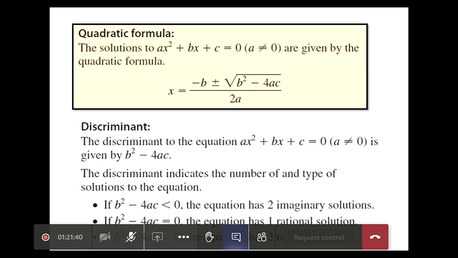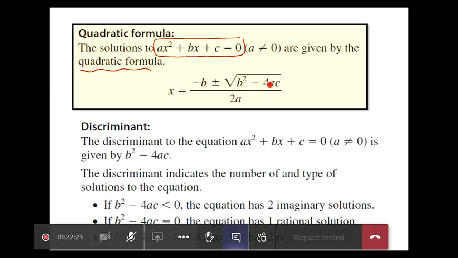Okay. Sometimes we need to find the solution by quadratic formula. Quadratic formula, if we have ax squared plus bx plus c equals 0. Also, we can solve the quadratic equation by quadratic formula. What's the quadratic formula? x equals minus b plus minus radical b square minus 4ac over 2a.